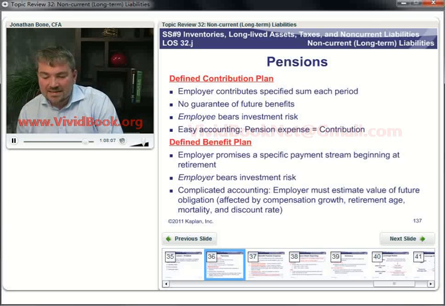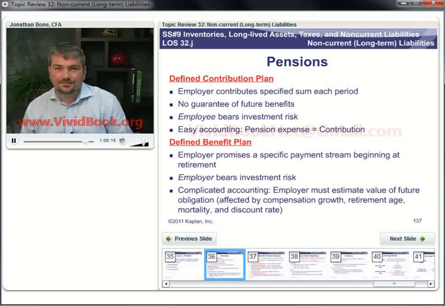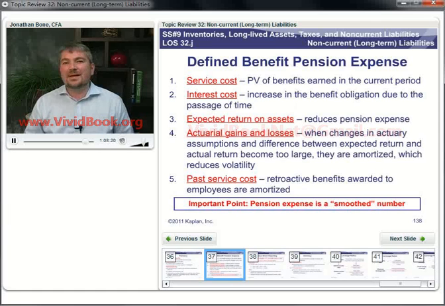Okay, so we call it PBO, that's the name for the liability under US GAAP. Defined benefit obligation, same thing, is what they call it under international accounting standards. Now, what goes through the income statement? What goes through the income statement, again, is going to be quite complicated. What goes through the income statement is service cost.